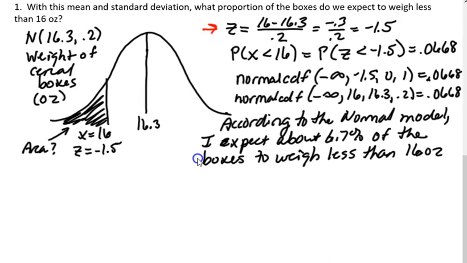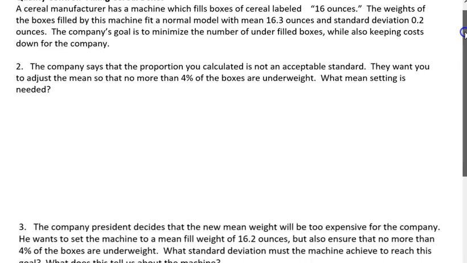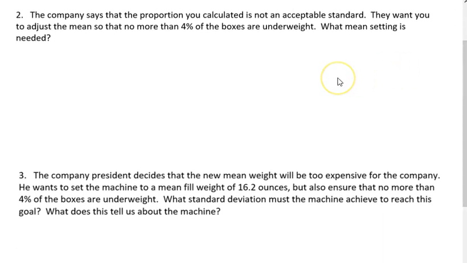Now this might cause some problems for the company. That's a fairly large amount of boxes that are under the weight that they say is on the box. So what would this company president want to do? I've repeated the given information up here, which isn't necessary. The company says the proportion you calculated is not an acceptable standard. They want you to adjust the mean so that no more than 4% of the boxes are underweight. What mean setting is needed?